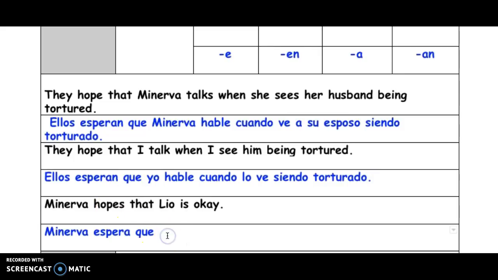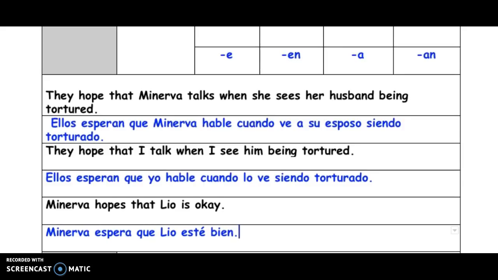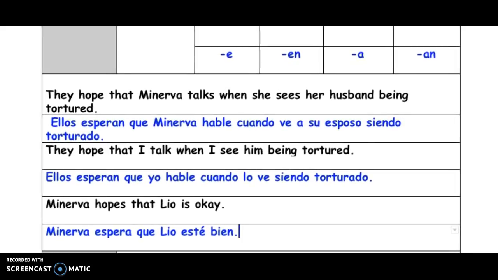Minerva hopes that Leo is okay. She's trying to influence Leo being okay. Minerva espera que Leo esté bien. Usually it would be está. And this one, esté, is an irregular verb, and that's coming up. So if you went to yo, it would be estoy.